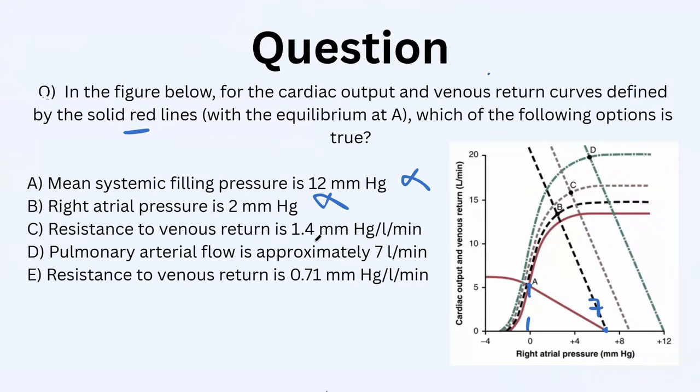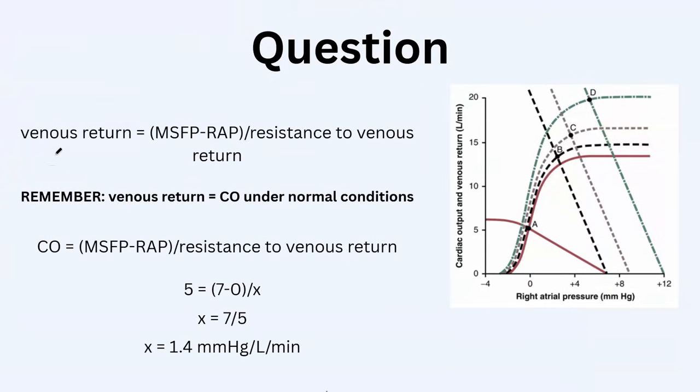Resistance to venous return is 1.4 millimeter mercury per liter per minute. Now you can see we don't have resistance to venous return on this graph. We can't just look at it and say, okay, it's 1.4. We have to calculate it. So for that, we have this equation. Remember, venous return equals mean systemic filling pressure minus right atrial pressure, divided by resistance to venous return. Do not forget this equation.